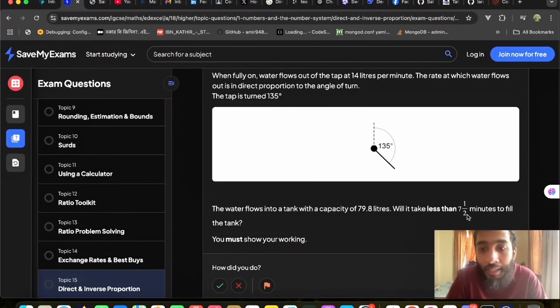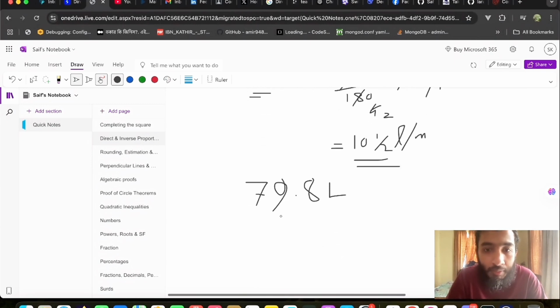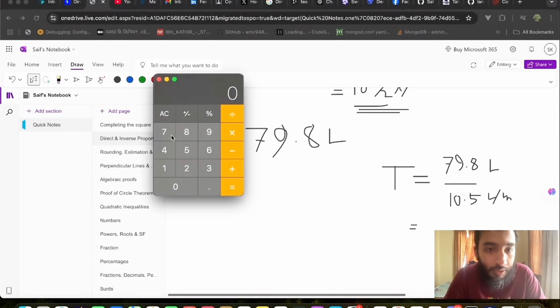So how much time will it take? The total capacity of the tank is 79.8 liters, and water flows at 10.5 liters per minute. If the time is t, the time would be 79.8 liters divided by 10.5 liters per minute, right? If I use the calculator, 79.8 divided by 10.5 is 7.6.